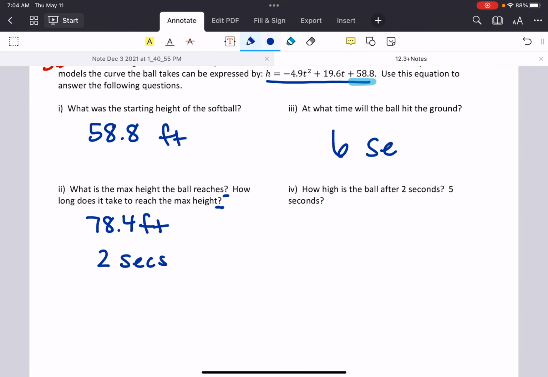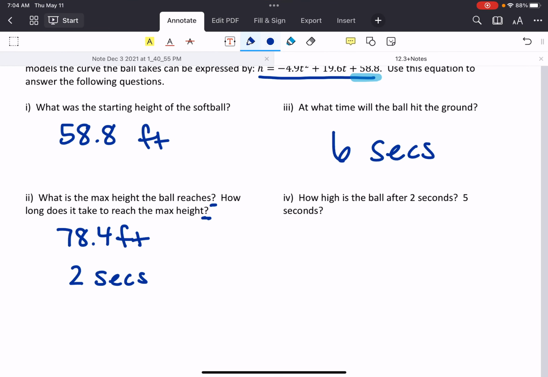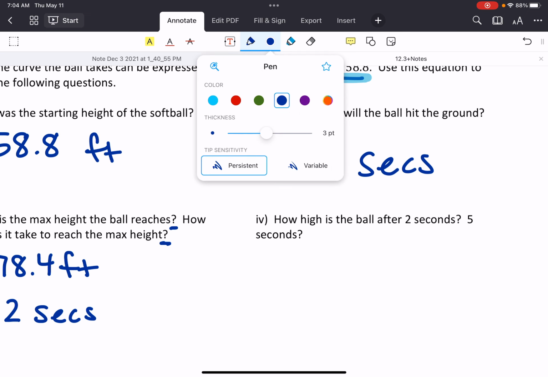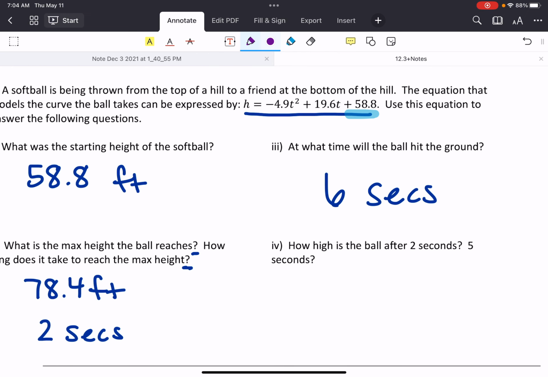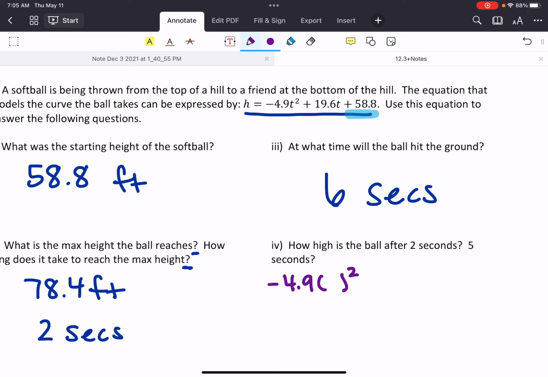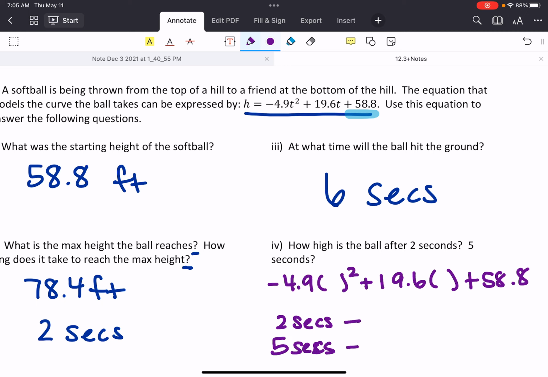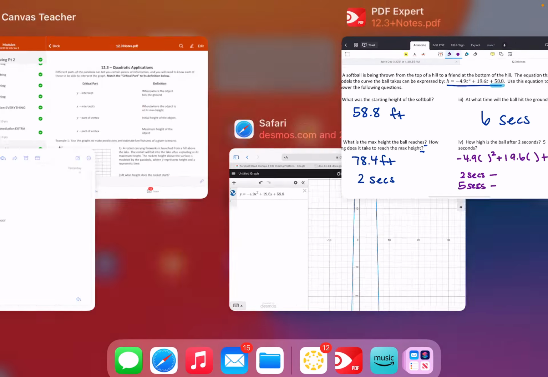All right, how high is the ball after 2 seconds and after 5 seconds? So we have 2 options. I can plug in everywhere there's an X. I can do my parentheses and I can just plug that into my calculator. Or I can look, and we're going to do 2 seconds, and we're going to do 5 seconds because there's 2 question marks again, so we're going to do 2 answers.